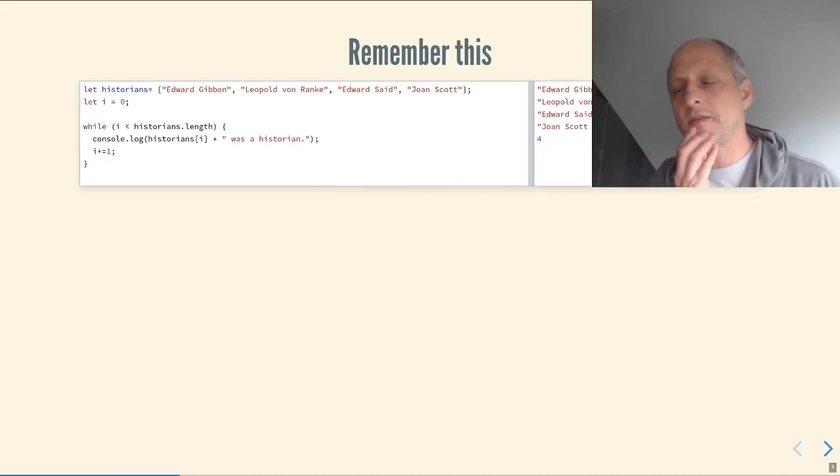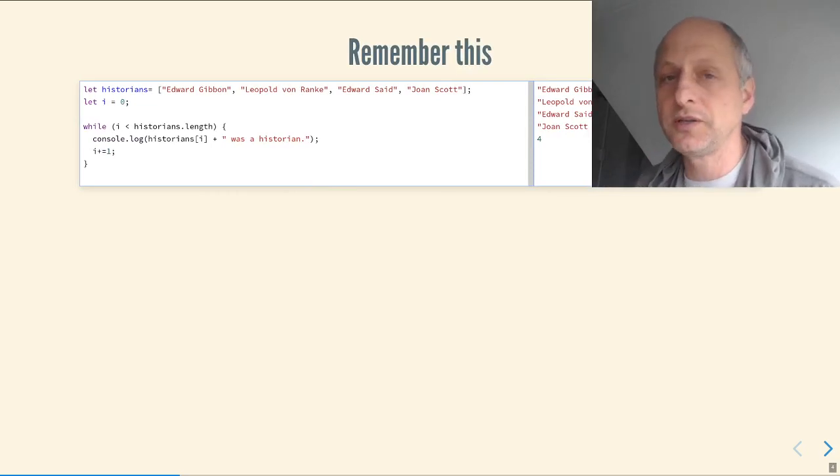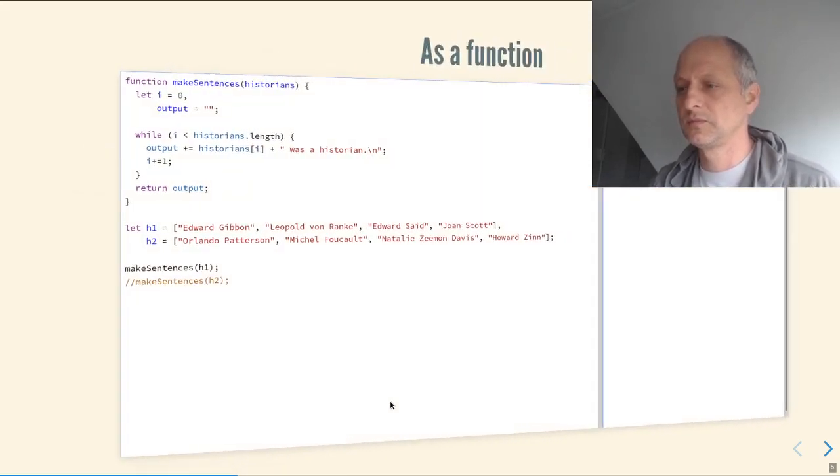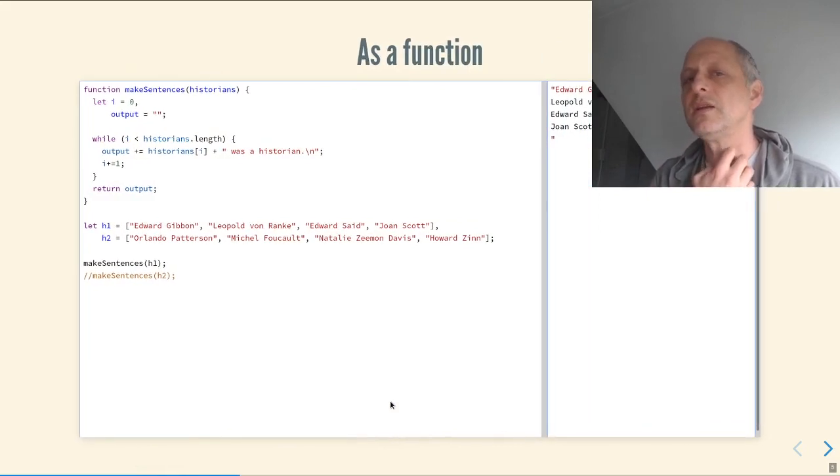So let's remember our array of historians, Given, Ramka, Said, Scott. And the very first time we iterated through them, we used a while loop to do that. We can turn this into a function in the following way.